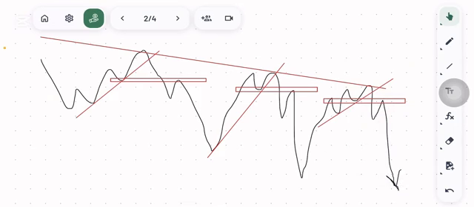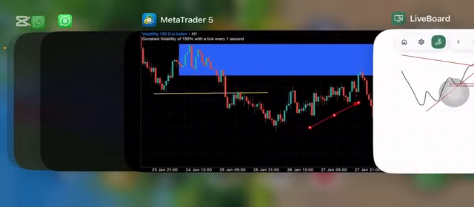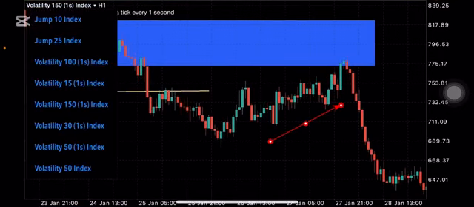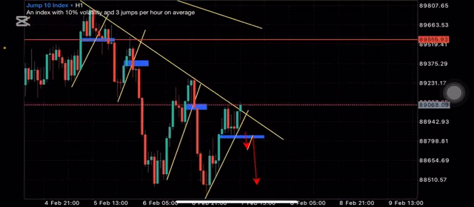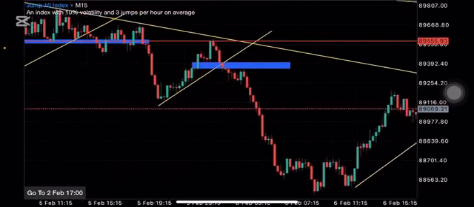Even a little baby can understand this. Just follow my instruction. You are going to be profitable. Now let's go to the chart. Let me also show you a live example of it. Okay, so this is a live example.